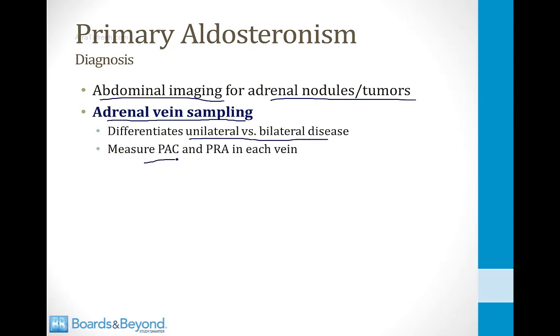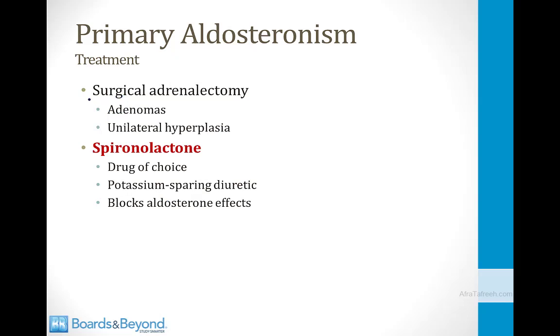You can measure the aldosterone concentration and the renin activity in each vein, and sometimes you find that one vein has very suppressed levels of aldosterone and the other has very high levels, indicating that the problem lies on one side of the body. When the problem is confined to one adrenal gland, the treatment is surgery. You can remove one adrenal gland and leave the other, and this will take out adenomas or resolve unilateral hyperplasia.